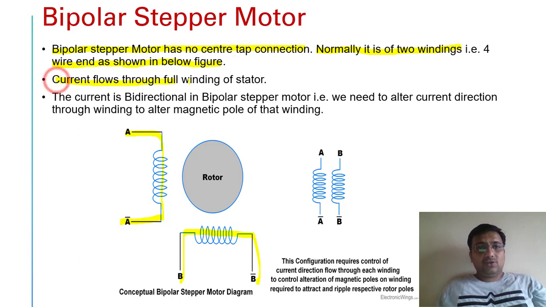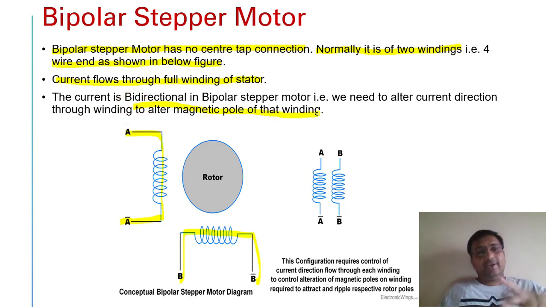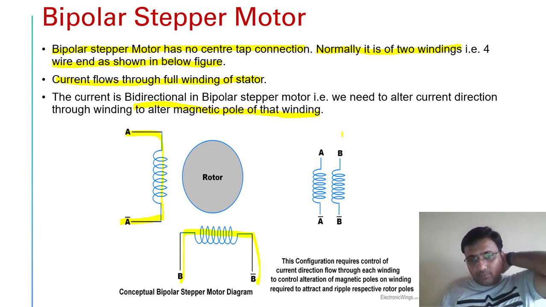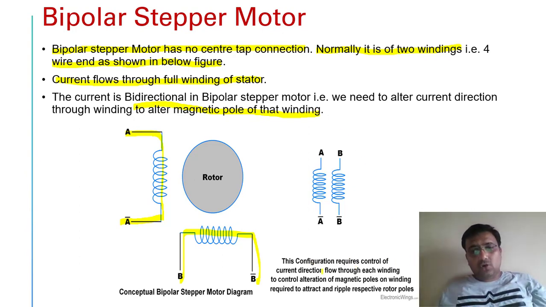Current flows through the full winding of a stator. The current is bidirectional in a bipolar stepper motor, that is, we need to alter the current direction through the winding to alter the magnetic pole of the winding. So we need to alter the current direction so that the motor will rotate in both directions. This configuration requires control of current direction through each winding to control alternations of magnetic poles on the windings, required to attract and repel the respective rotor poles. Okay, so this is about bipolar stepper motor windings. It looks like this.